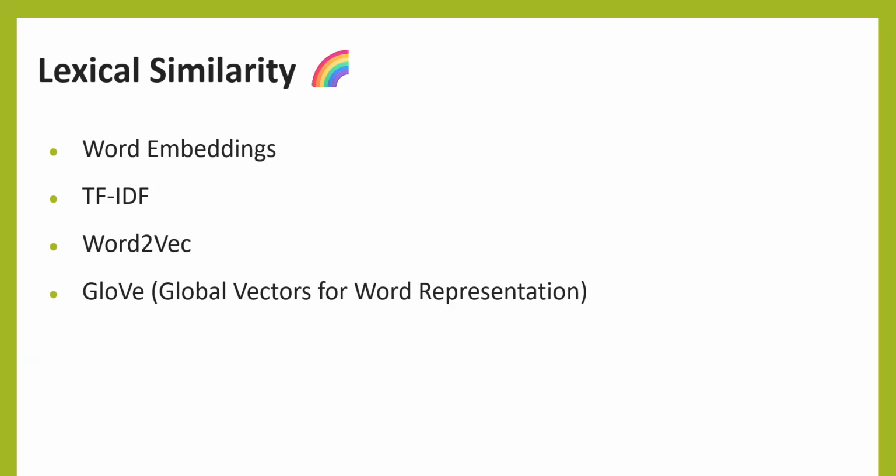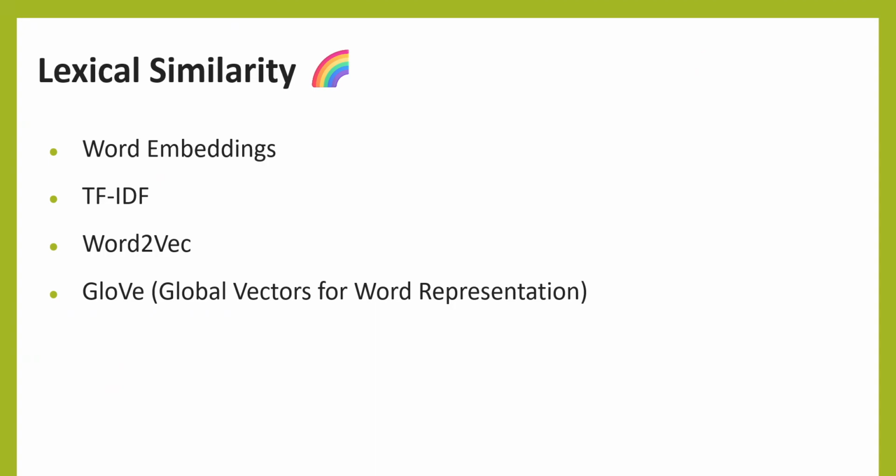TF-IDF, which means term frequency-inverse document frequency, is a measure of the importance of a word in a document. It is calculated by multiplying the frequency of a word in a document by the inverse frequency of the word in the entire corpus. Next comes Word2Vec, which is a type of word embedding that is trained using a neural network. It is designed to capture the semantic meaning of words and can be used for tasks like text classification and language modeling. Next comes GloVe, that is, Global Vectors for Word Representation, which is another type of word embedding that is trained using a matrix factorization technique.